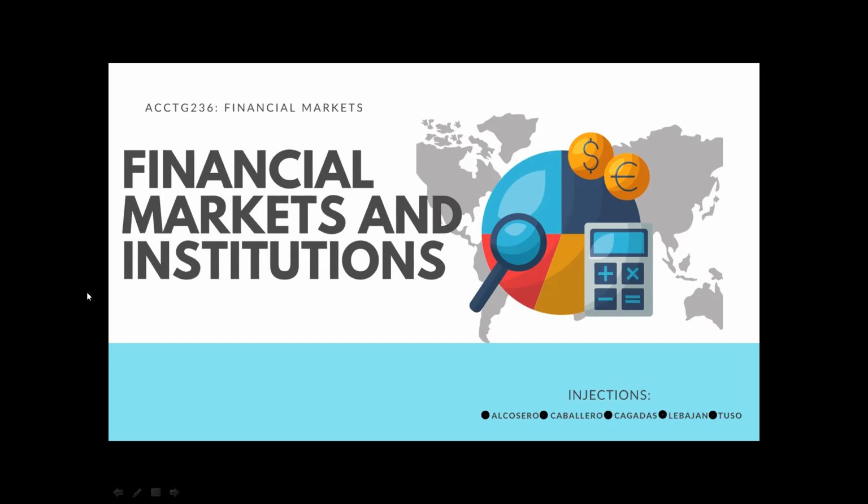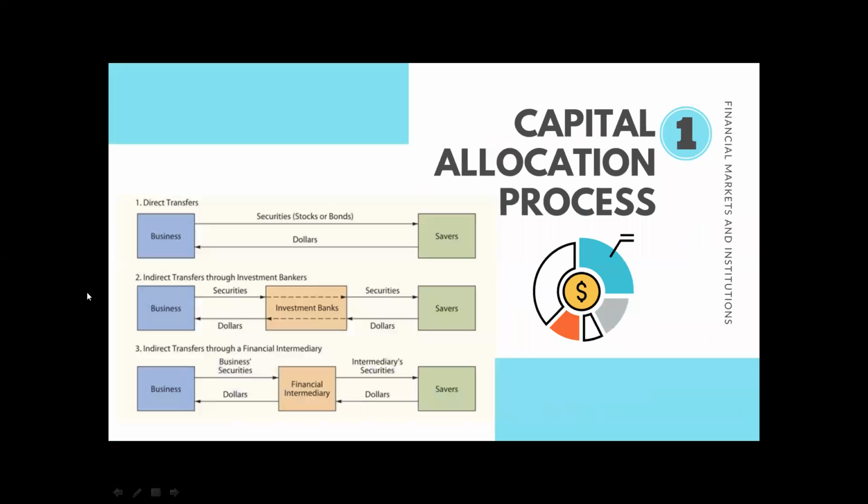There are three ways of transfer by which efficient markets promote efficient allocation of capital, from those with surplus funds to those who need capital. First would be direct transfers. You can see here in the diagram that there is a direct transfer of money and securities from businesses to savers. This transfer mostly applies to small firms.